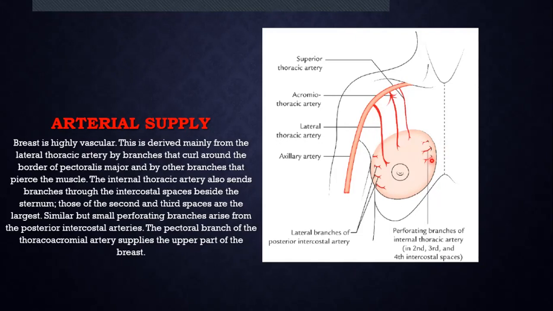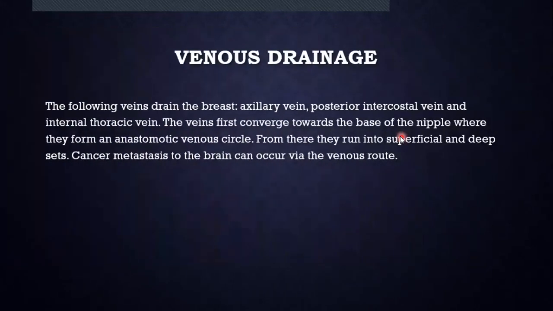Okay, the second and the third perforating branches of the internal thoracic artery are the largest. But then we have other similar but smaller perforating branches which arise from the posterior intercostal artery. Now the pectoral branch of thoracoacromial artery supplies the upper part of the breast. Also, the superior thoracic artery supplies just a small part of the breast. Now let's look at its venous drainage.